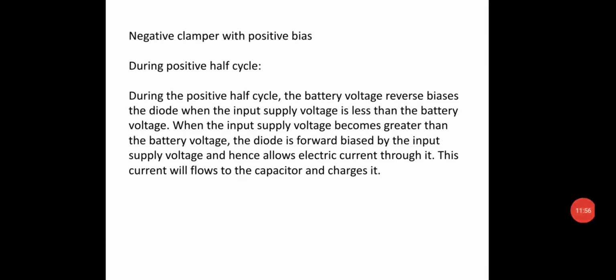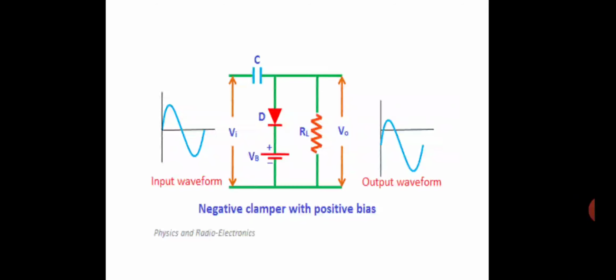Let's see the working. The construction is the same. Input and capacitor are connected in series. The diode and DC battery are connected in series, in parallel with the input and load RL. The battery and diode are always in reverse bias condition.